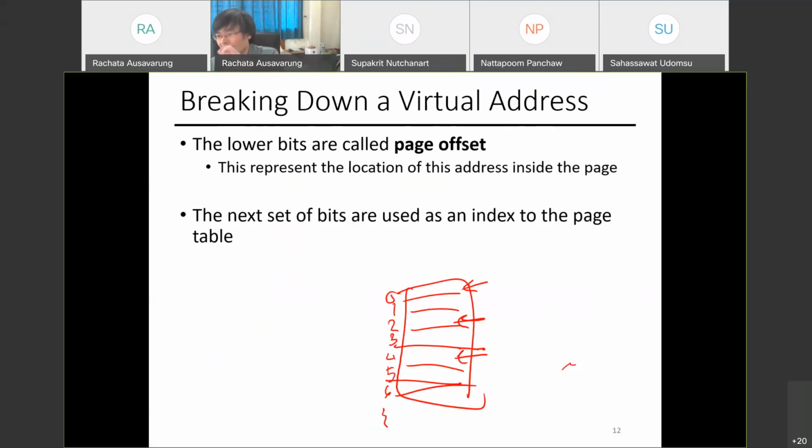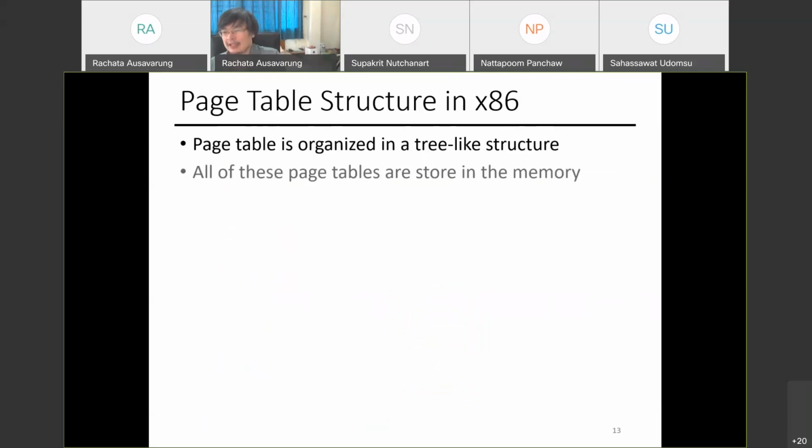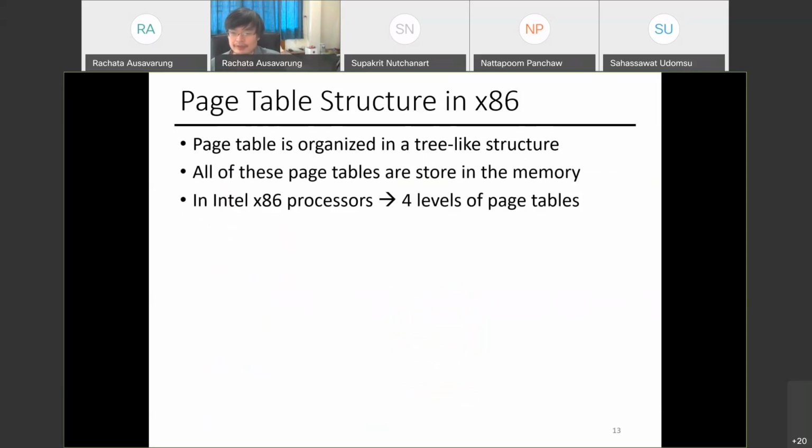So let me give you an example of page table structure in x86. As I said, it's organized in a tree structure. All of these pages are stored in the main memory. Right now, your current processor uses 4 levels. The root points to the first level. That first table that you refer to has the index, the index from the virtual address. Then you get the page table entry, which tells you the location of the second level.